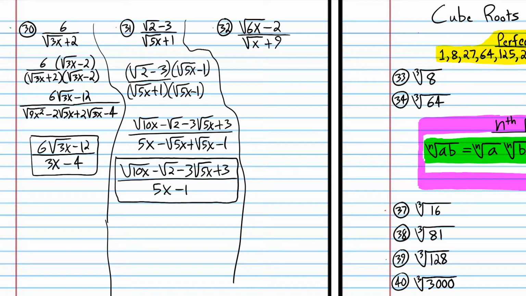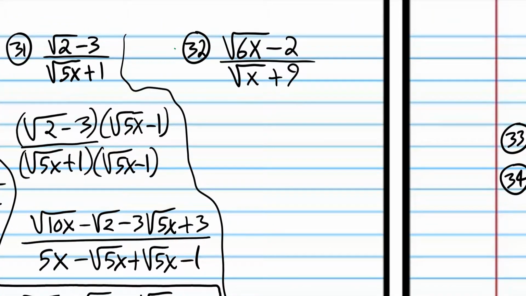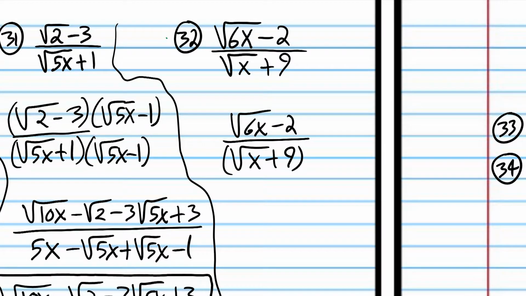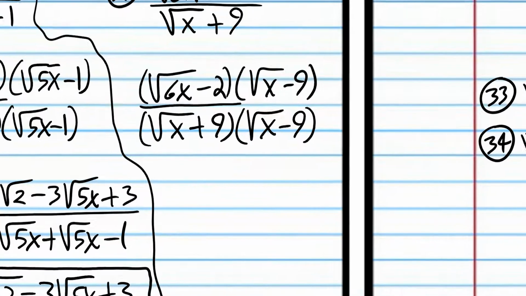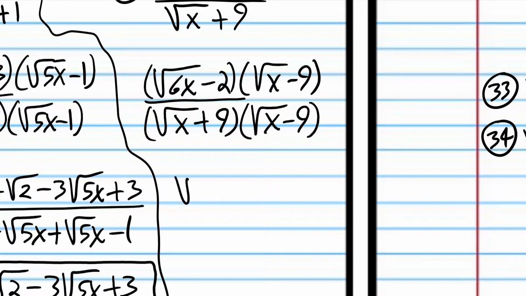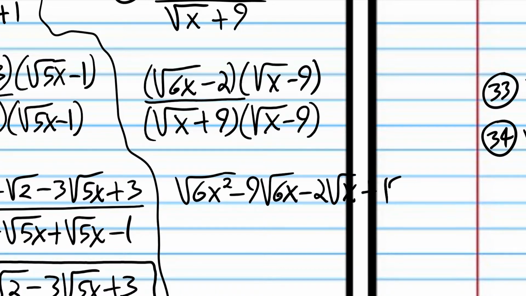So I'll go ahead and try 32. That's going to be the last problem for today, and when you come back, we'll do it together. All right, we're back. So we're going to rewrite, and we're going to get rid of that root in the denominator by multiplying by root x minus 9 and root x minus 9. And then we're going to FOIL the top, so we have root 6x squared, and now we have a perfect square in there. So that's a little different there. And minus 9 root 6x minus 2 root x, and then plus 18.